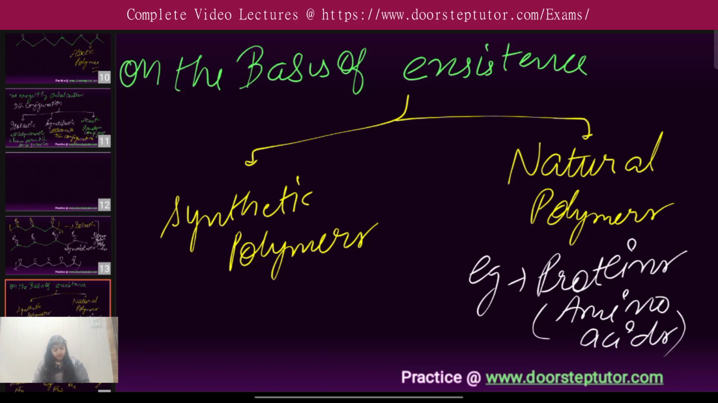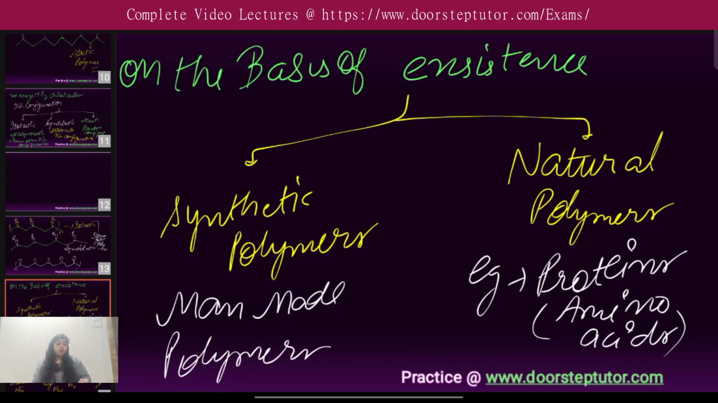The synthetic polymers means man-made polymers. Examples for this are polythene, polyvinyl chloride, and bakelite. So all these polymers are man-made polymers. These man-made polymers can be further classified based upon the processes through which they are formed.